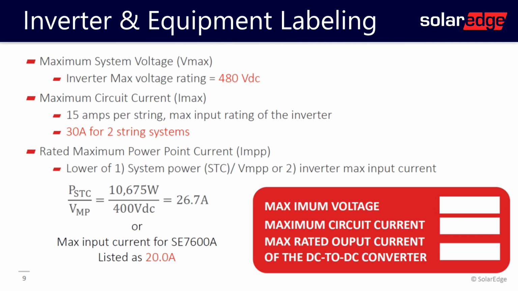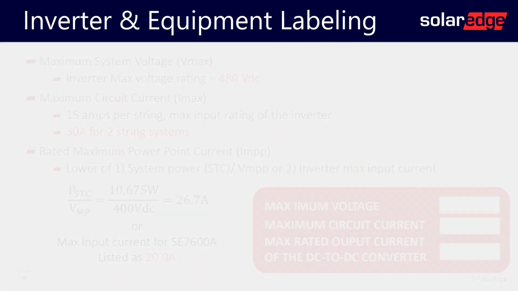In the 2017 code, this label requirement changed just a bit. We are no longer required to put the VMP on the label. So all we need is Vmax, Imax, and IMP.